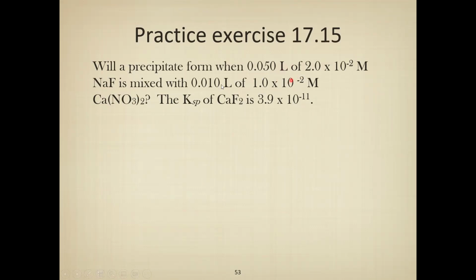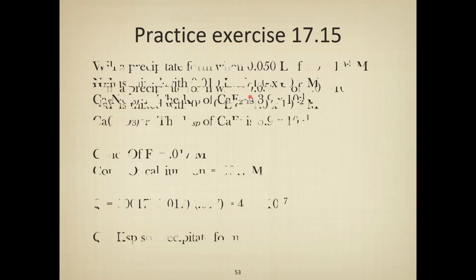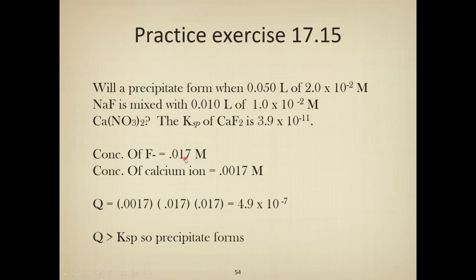But again, we've got to think about what the concentration is going to be after we dilute it. And what we're going to see there is the concentration of the fluoride ion is going to be 0.017, because we've got M1 and V1 here in that first line. V2 is just going to be 0.06 after we add these together. So if we do 0.05 times 0.02, or 2 times 10 to the negative second, same thing, divided by 0.06, we'll get 0.017 for that fluoride ion.